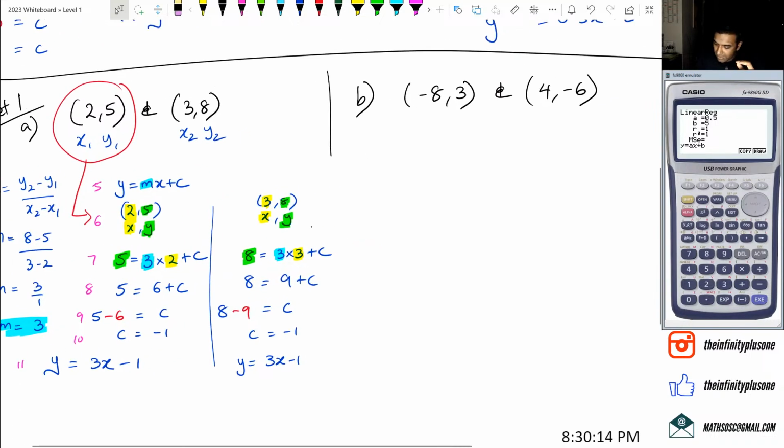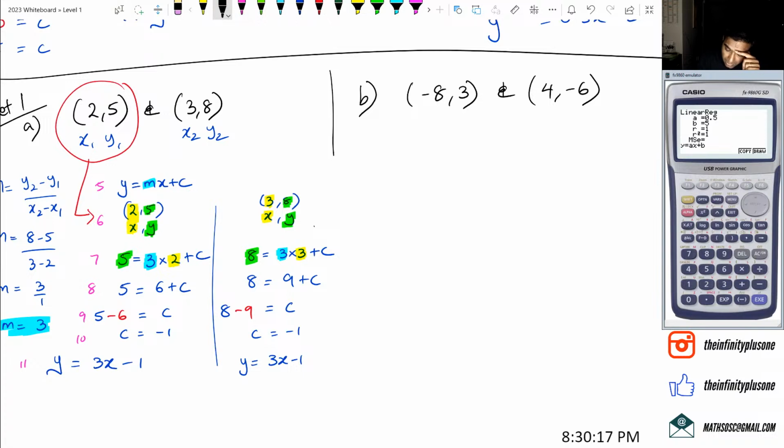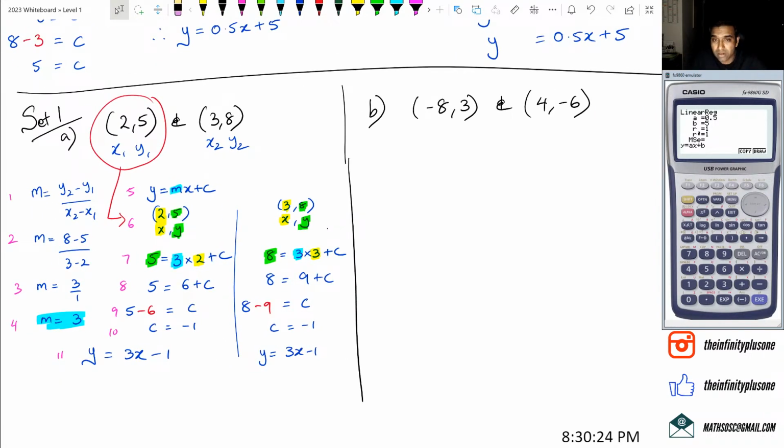So have a look at the B part there, Jonathan. It might make it a bit easier. For part B, we've got 2 points again. So I'm going to go x1, y1, x2, y2. At this point, you've got to work out what the slope is, what the gradient is, and the formula for the gradient is y2 minus y1 over x2 minus x1.